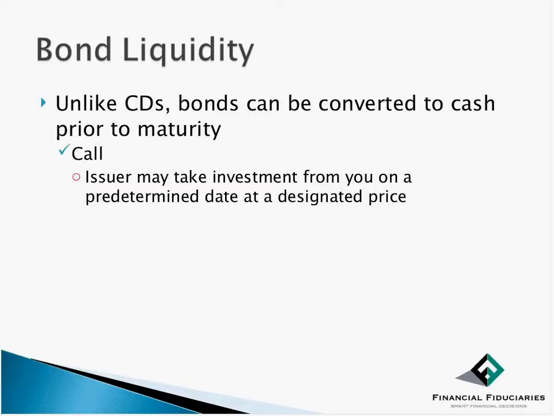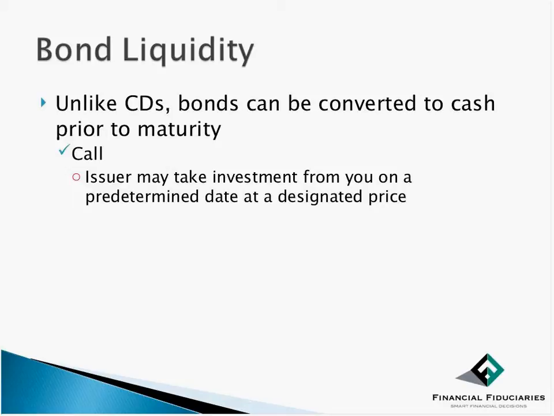What happens in this situation is the issuer has an arrangement from the beginning that says that at such and such a date, if I want, I can call this investment away from you at a designated price. So, for example, on our GE bond here that's issuing today, GE might have the right on February 28th of 2014 to call that bond away from us and pay us $100,000 for that bond. That would be an example of a call feature.